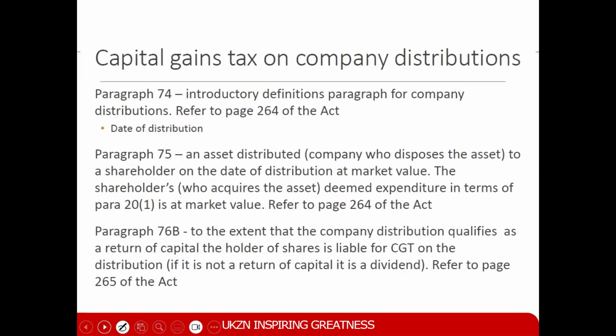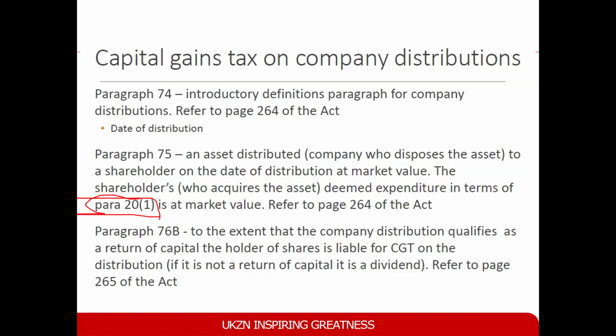So your 71 gives the definition, of course, for the company distribution. Then your 75 states that an asset distributed by the company is disposed of to shareholders on the date of distribution at market value. That's very important. The shareholders who acquired the asset have a deemed expenditure in terms of paragraph 20 at market value. Remember, if you are acquiring the asset at market value, you are deemed to have acquired that asset at market value. That's your paragraph 20 of the Eighth Schedule.